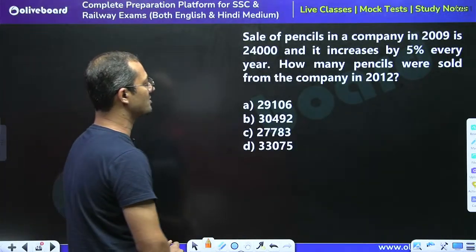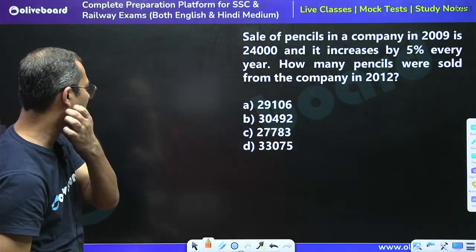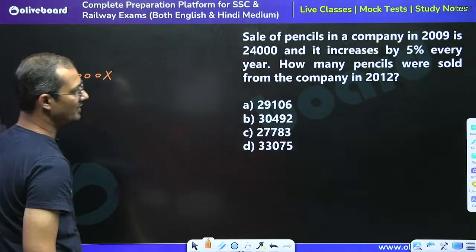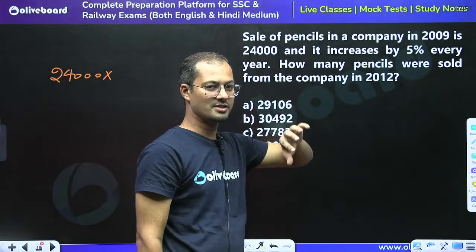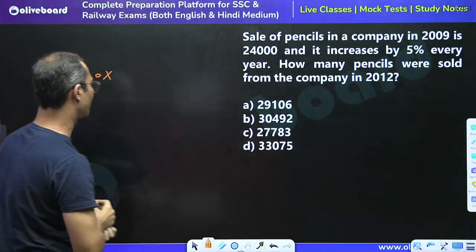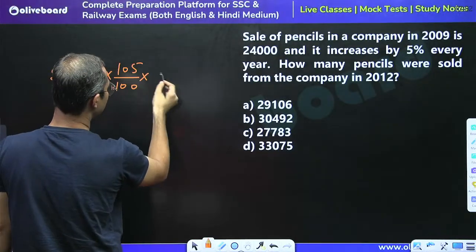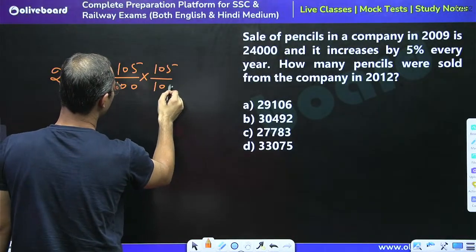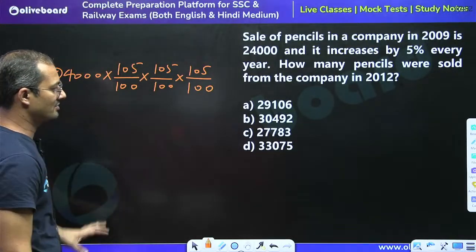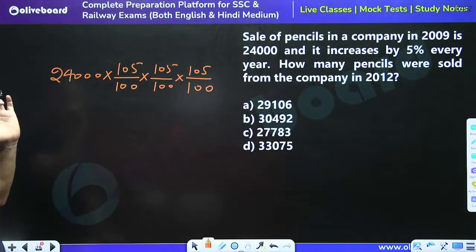Tell me what is the answer of this question. See, the sale of a pencil in a company in 2009 is 24,000, and it is going to be increased by 5% every year. It means every year it is becoming 105%. So in the second year 105%, then in the third year also 105%. Now we have to calculate this. So tell me what is the answer.